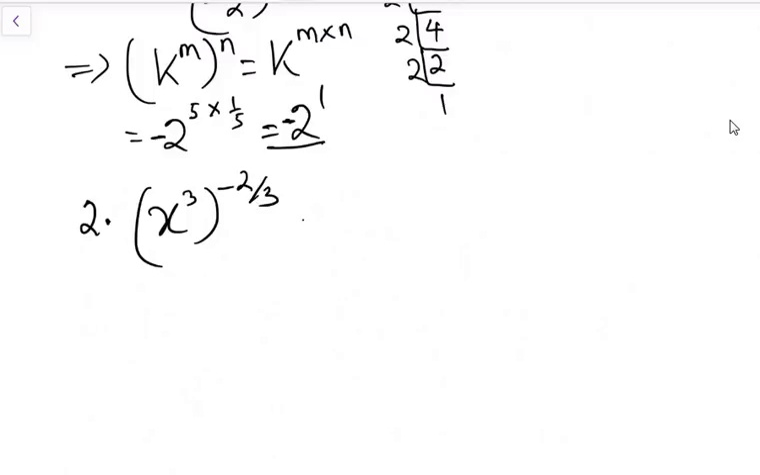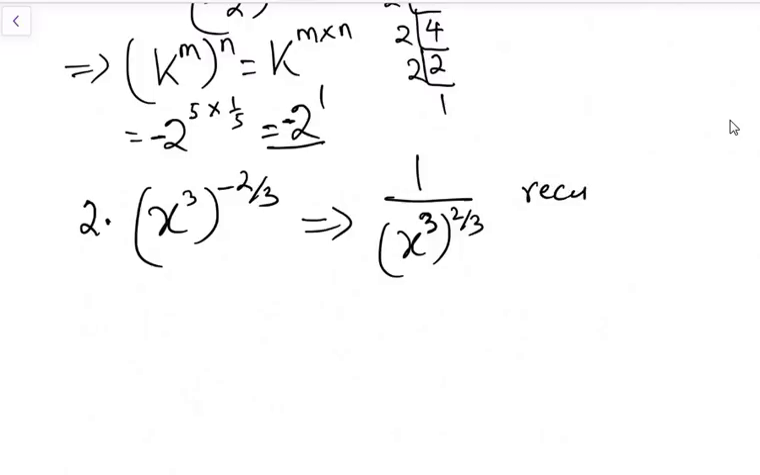We can rewrite this in this way by saying that 1 over x raised to power 3, 2 over 3. Remember the principle of reciprocal. So when it becomes the denominator, we'll take away the minus. Does it look familiar? You want to try? Okay, what will you do next?